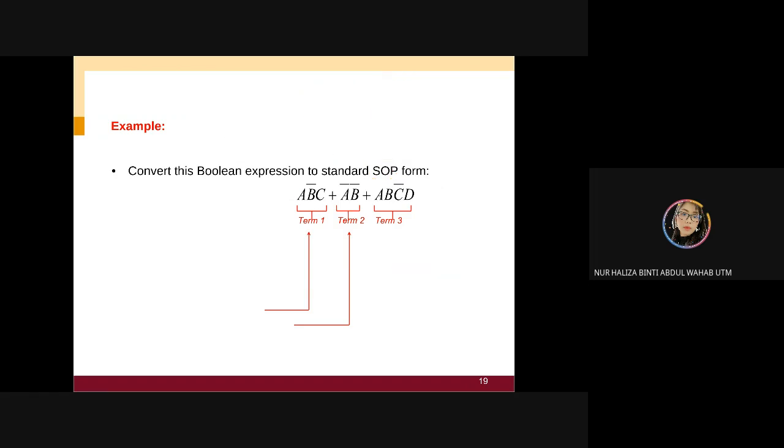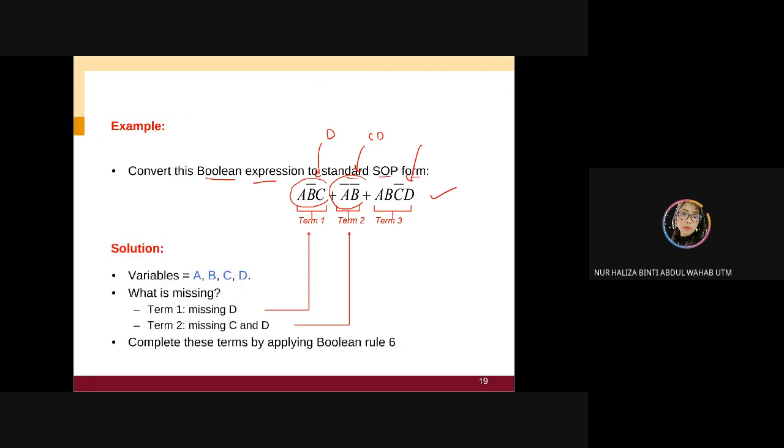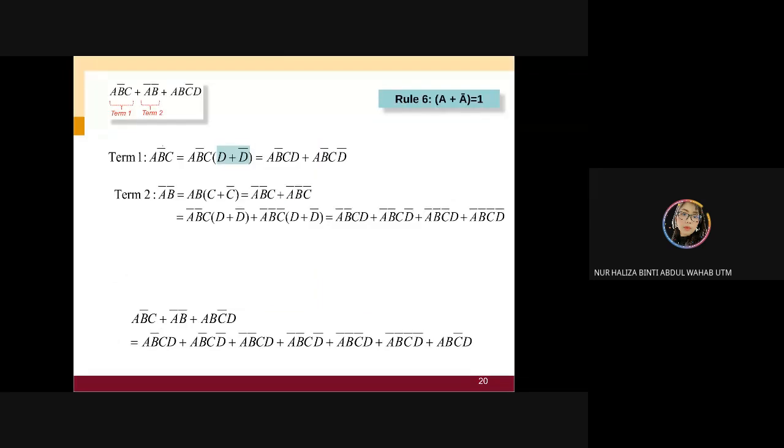as you see here, you have a Boolean expression in standard SOP form. You see this part, you are missing D. At this part, you are missing C and D. But this one is complete. You already took a look into all the solutions: you are missing D here, you are missing C and D. So how are you going to do it? You're going to do it one by one.